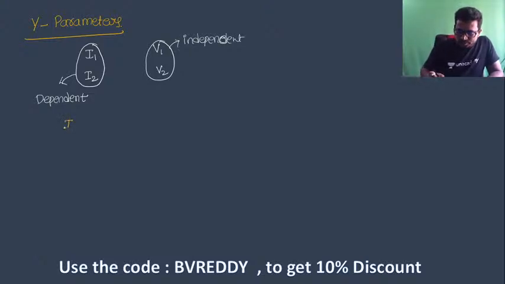That is, I1 equal to Y11 V1 plus Y12 V2. Next, I2 is equal to Y21 V1 plus Y22 V2.